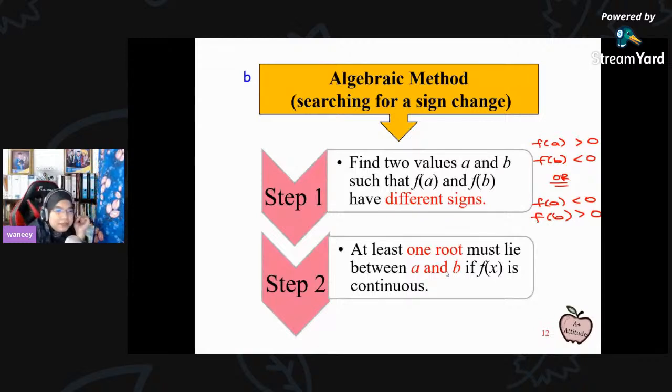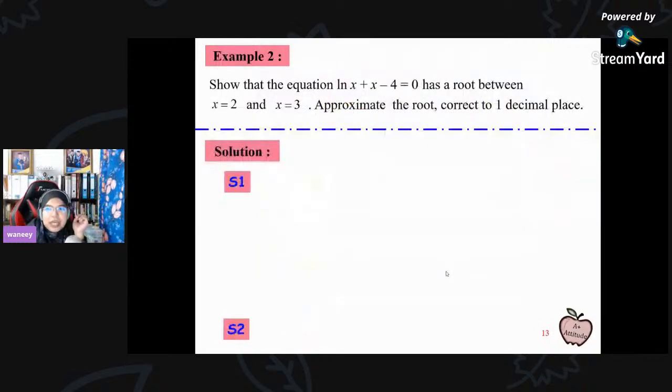Okay, next. Show that the equation ln x plus x minus 4 equal to 0 has a root between x equal to 2 and x equal to 3. Approximate the root correct to one decimal place.